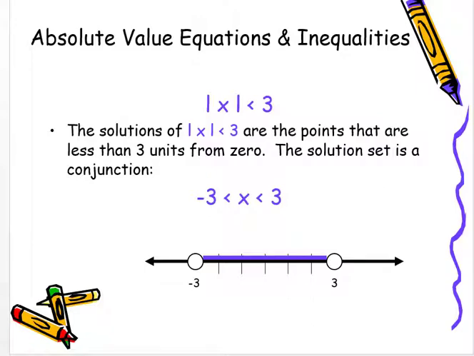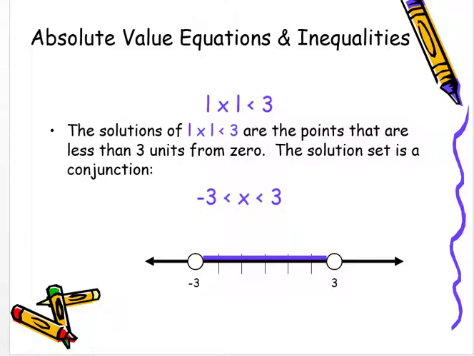If we remember our definition, absolute value is distance from 0, so we're saying that the distance from 0 is less than 3 units. The solution set would be -3 is less than x, which is less than 3. We have essentially an "and" situation, or a conjunction, and it would look like that graphed. We could also express that in interval notation, which would be parenthesis, -3, comma 3, close parenthesis.